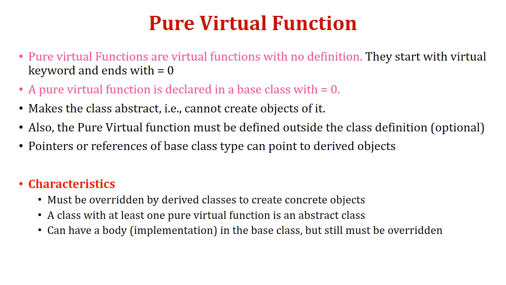It's optional. The next one is a pointer or reference of the base class type can point to a derived class object. What are the characteristics of the pure virtual function? It must be overridden by derived classes to create concrete objects. A class with at least one pure virtual function is an abstract class. It has no implementation in the base class, but still must be overridden.